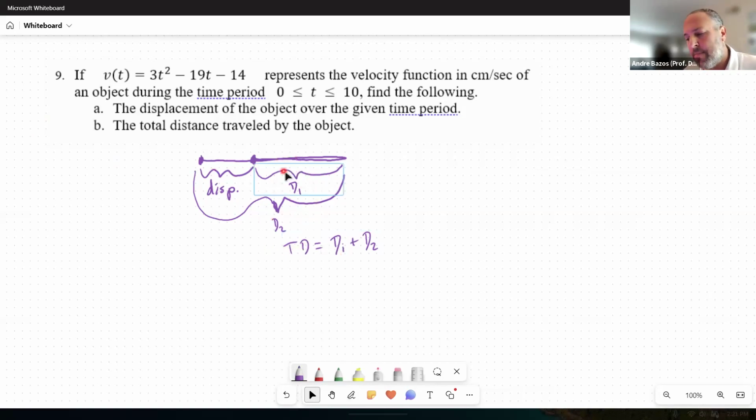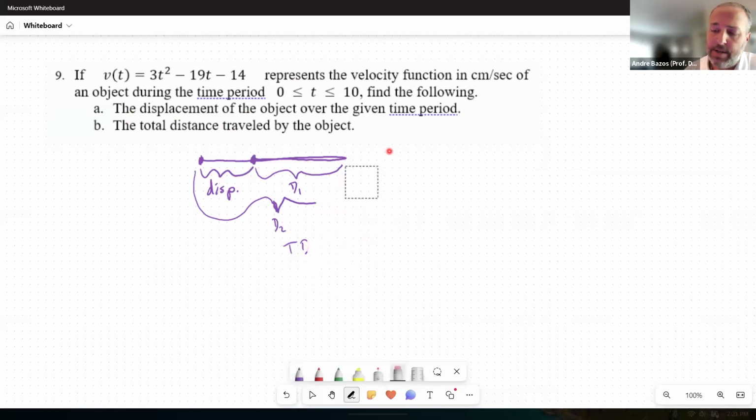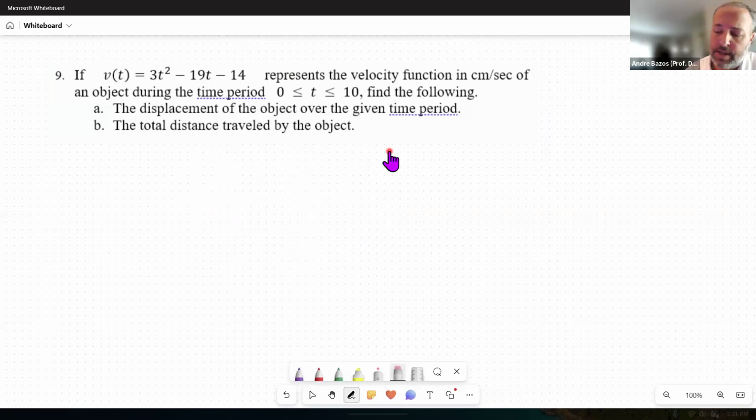The problem with d1 is if we just integrate, we will get some negative stuff. And I don't know exactly what happens with this. We could talk about it with the graph, and maybe I can show it with the graph later on. But it might change from being positive to negative at some point, and I have to worry about that, particularly for the total distance. The displacement is easy. Displacement, on the other hand, is just the integral from 0 to 10. So the integral from 0 to 10 of this thing will get me the displacement.